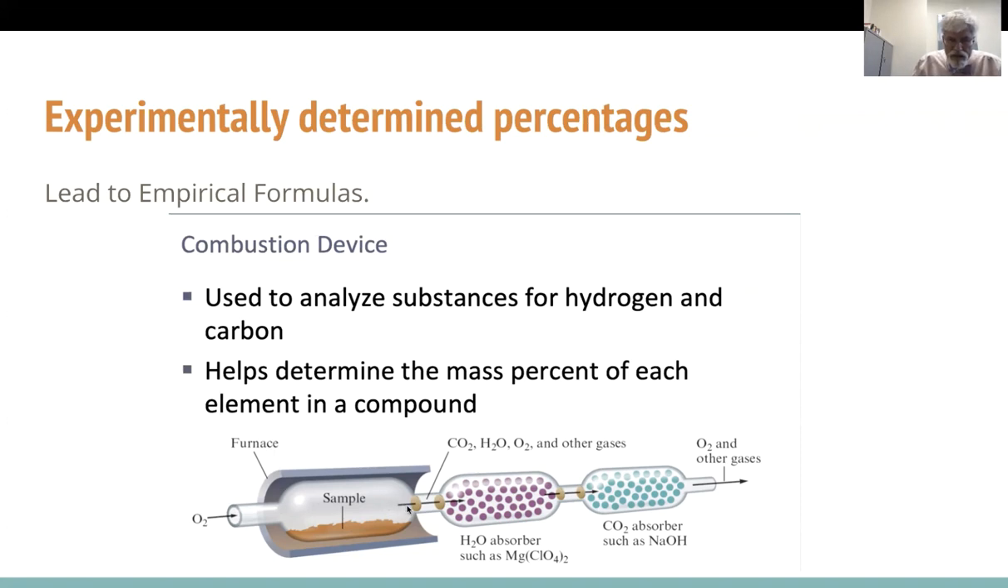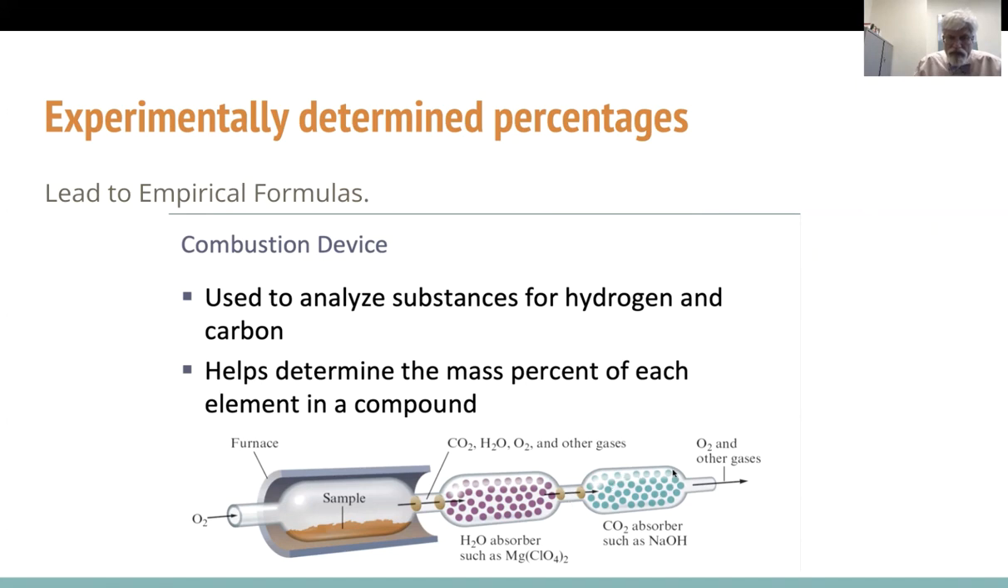Our sample is then passed through first an absorber of water. This is magnesium perchlorate. And so water gets absorbed here, and we can very accurately measure how much water is absorbed by our magnesium perchlorate to very high precision.